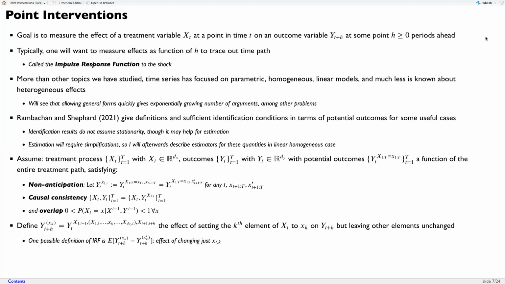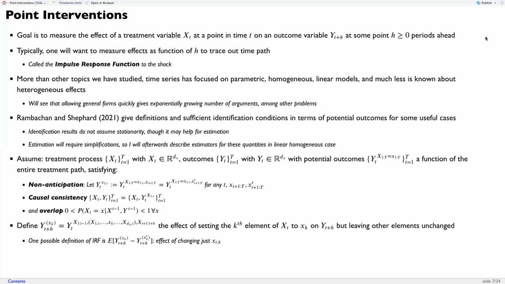I'm going to give you some results from a recent working paper by Rambachan and Shephard, which tries to think through some of these conditions for identification, in the sense of relating the potential outcomes distribution to some features of the probability distribution of the observed variables, which may or may not imply consistency.